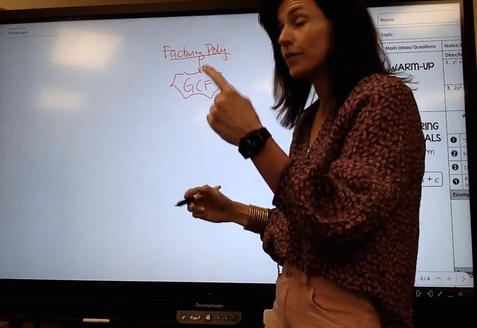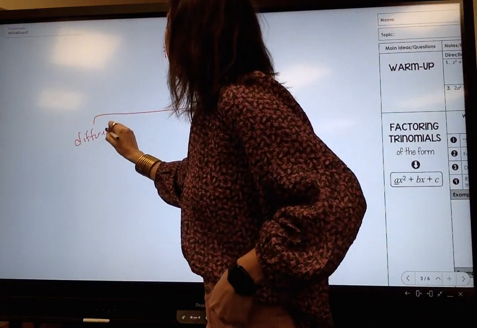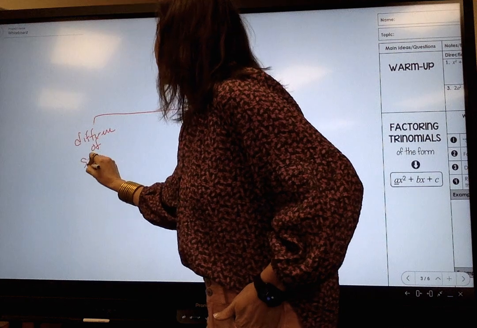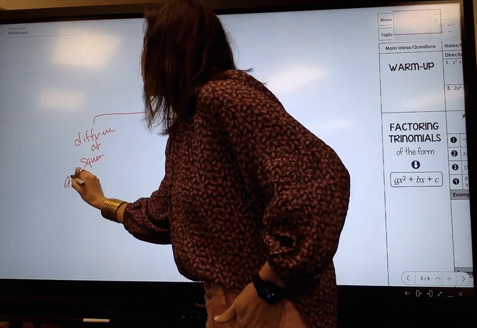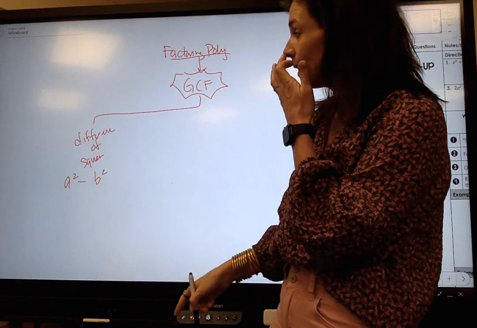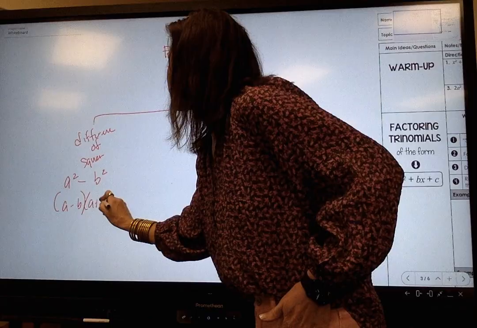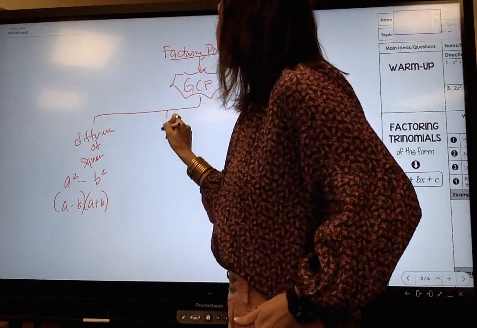So we ask ourselves, is it a difference of squares? We've already talked about difference of squares. Does it fit this pattern? Can you square the first term? Can you square the second term? And is it a negative? And if so, a minus b, a plus b. That's the first method we learned.